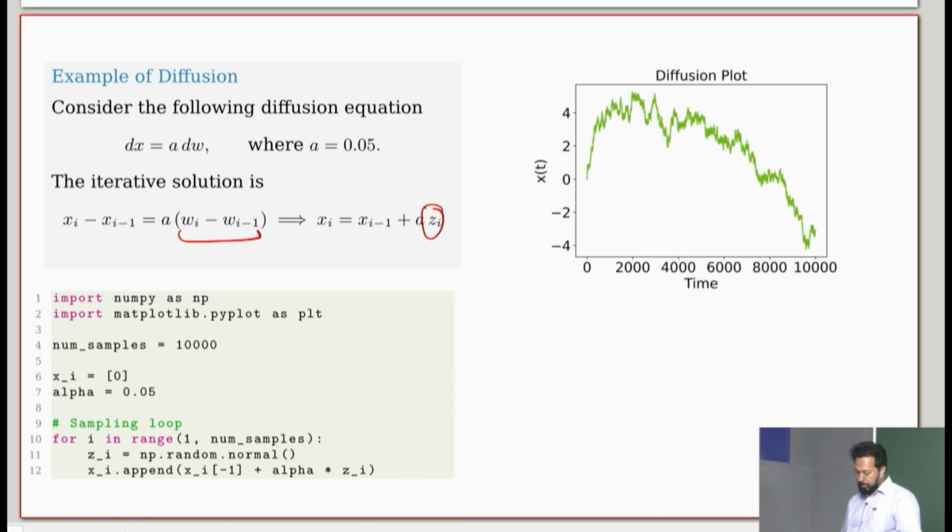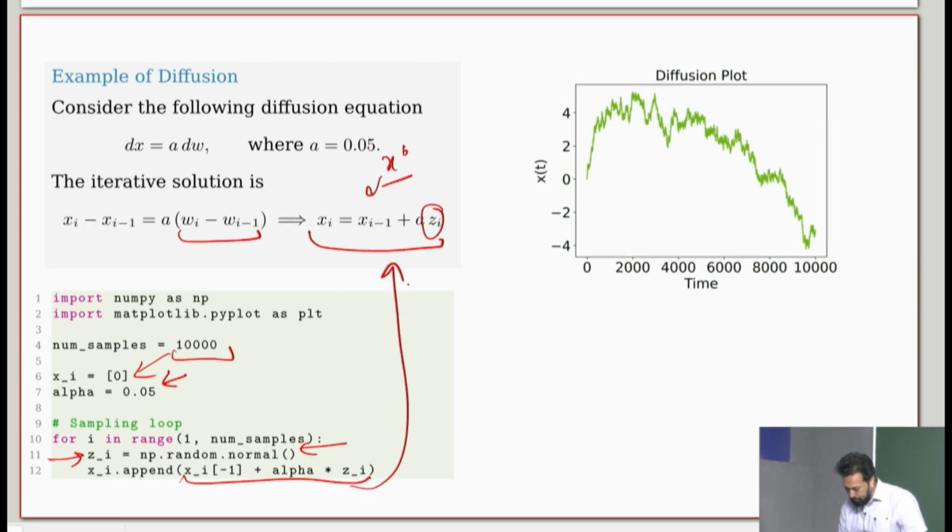If it's standard normal, then from an algorithm implementation point of view, each time you have to sample from a Gaussian random variable. You will start from initial x, x naught. In this case initial x is 0, alpha is chosen to be 0.05, and the number of time steps you will do is, let's say in this case, 10,000. The amount of fluctuation that will happen from one step to another is determined by Z_i, standard normal in this case. We call the numpy library to sample, and then we just follow that iterative process.